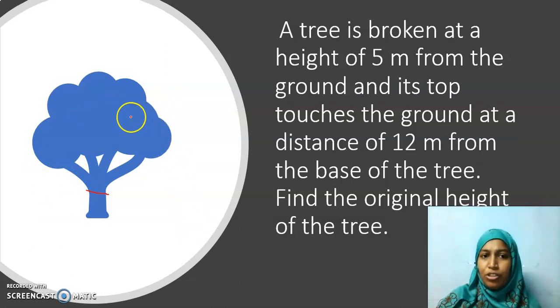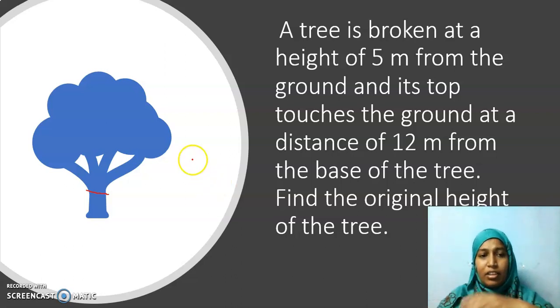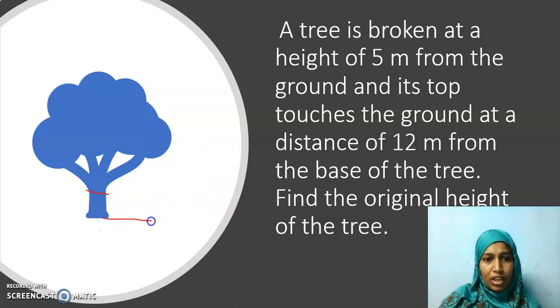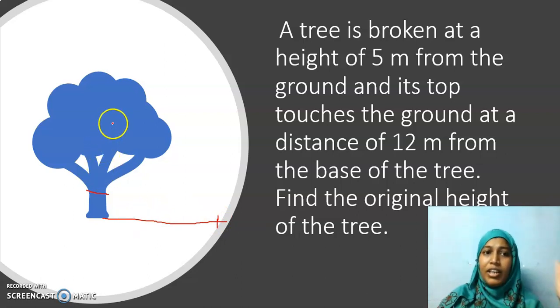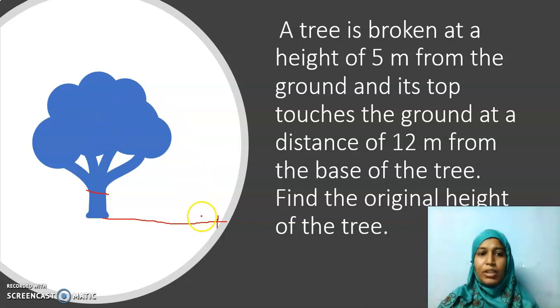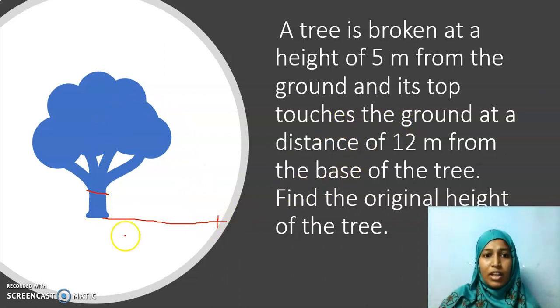And after falling down, surely it will touch the ground. Isn't it? It's the law of gravity. It will not be hanging. It is touching the ground. Okay. So where is that ground? Here. It's the plain ground. So it comes and touches the ground here. Or will it touch here itself, nearby? How tall it is, that far away it will touch the ground. Here they have given that it touches the ground at a distance of 12 meter. And here it is 5 meter.